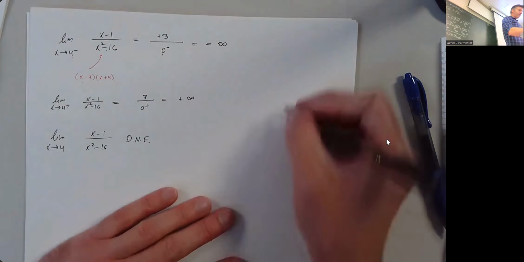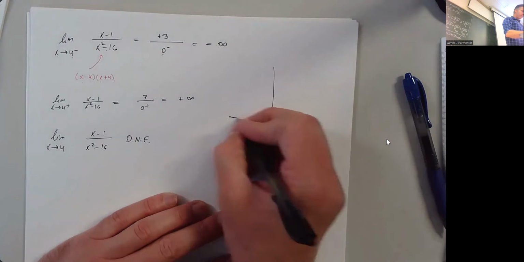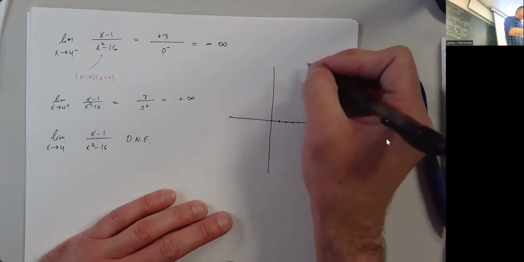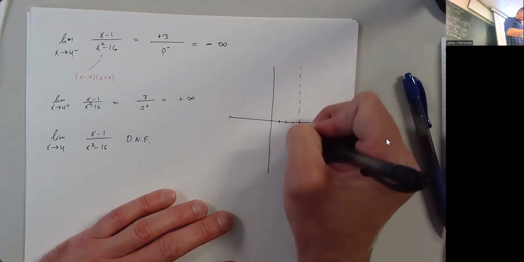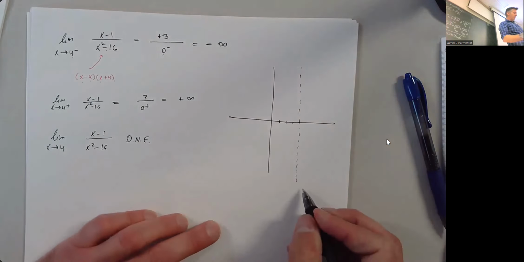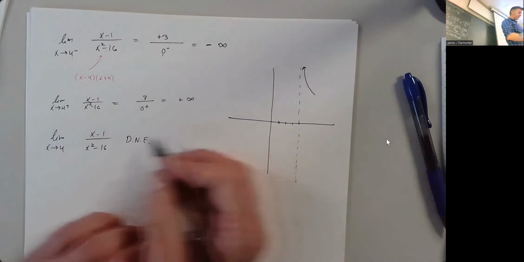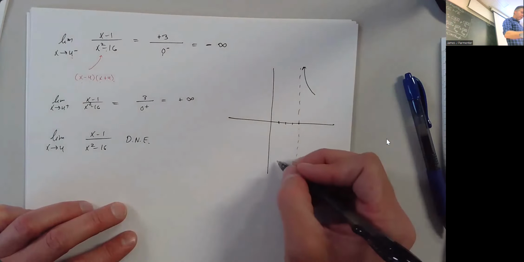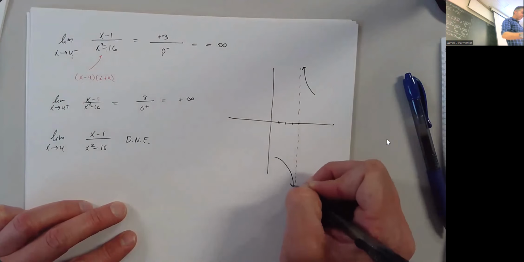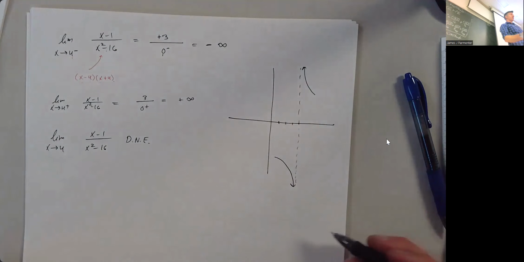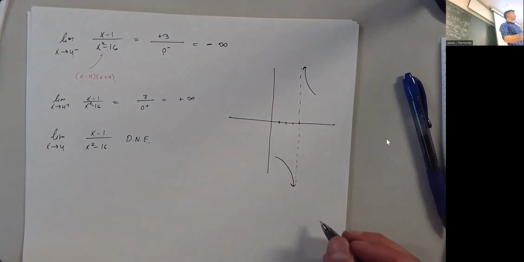And again, graphically, this looks like at positive 4, I have a vertical asymptote. And as x approaches 4 from the right, we're going up. As x approaches 4 from the left, we're going down to negative infinity. There's another vertical asymptote at x equal to negative 4, but I'm not worrying about that right now. I'm just drawing it this way.